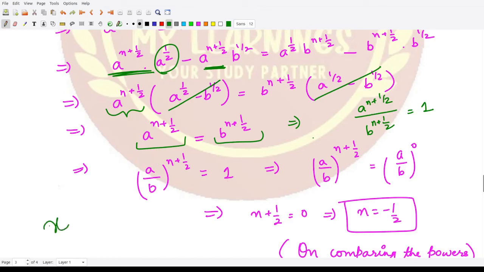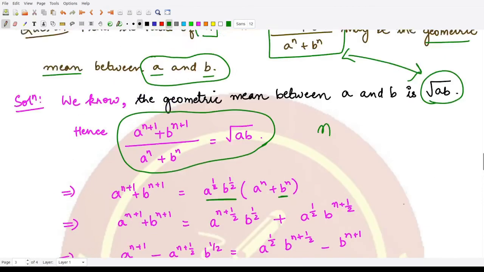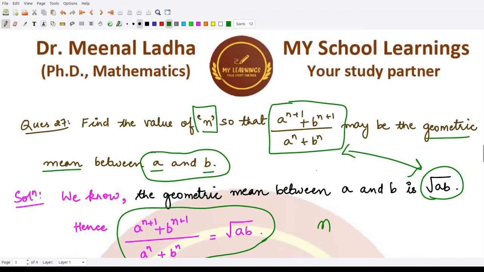And you know, taking power 0 of anything is equal to 1. Hence we can write 1 as a divided by b raised to power 0. Now because on both sides of the equation the bases are same, we can equate the exponents, correct? So n plus 1 by 2 would be equal to 0. From here we can very easily compute the value of n, which comes out to be minus 1 by 2. Hence the value of n comes out to be minus 1 by 2 when this term represents the geometric mean of the two numbers a and b, right?